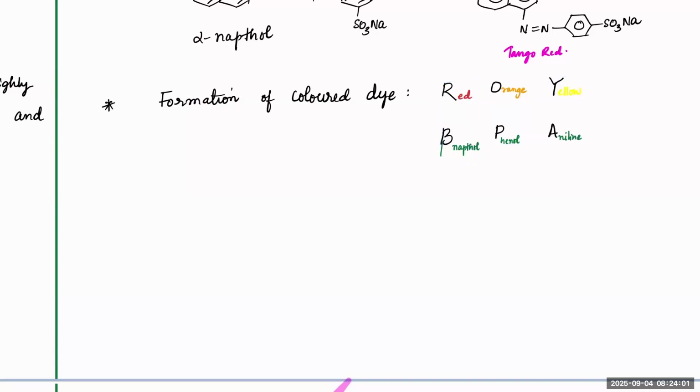What is the reactant? What is the color? Clear, beta? This is expected. Like you should know which color and what is the reactant for it.